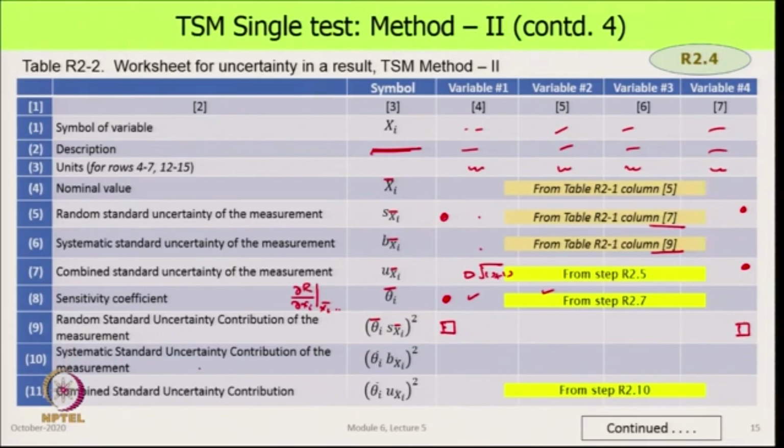Then we do the systematic standard uncertainty contribution. This is now this, no, not this.